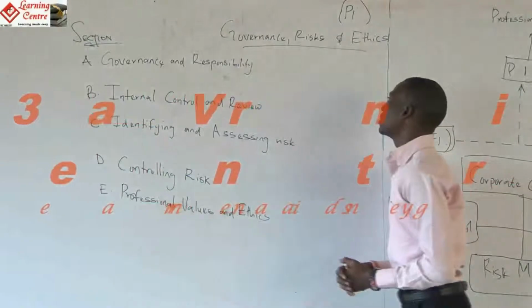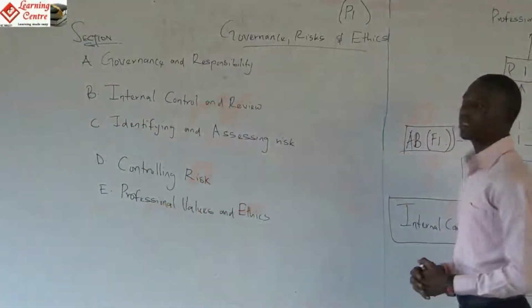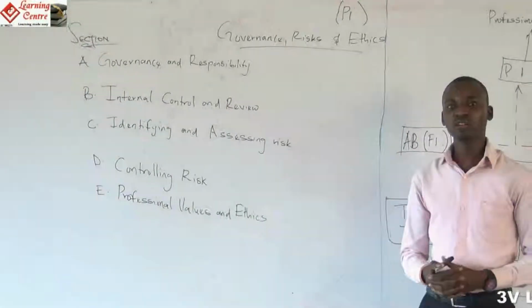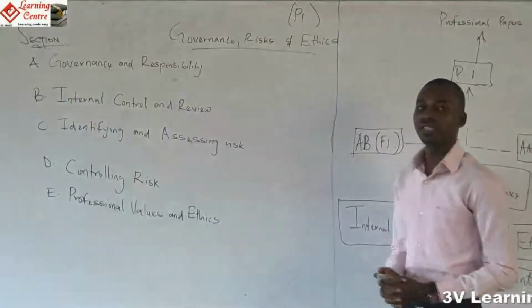Paper P1 is predominantly focused on governance, risk and ethics, and it is a relatively new paper that has not been part of the old syllabus of the ACCA qualification.